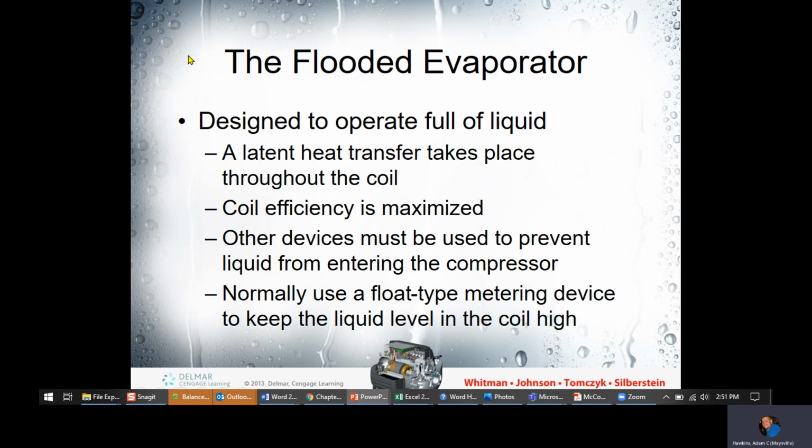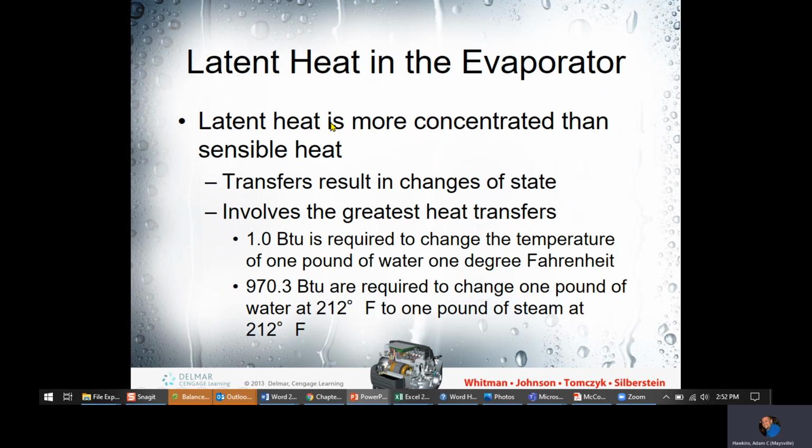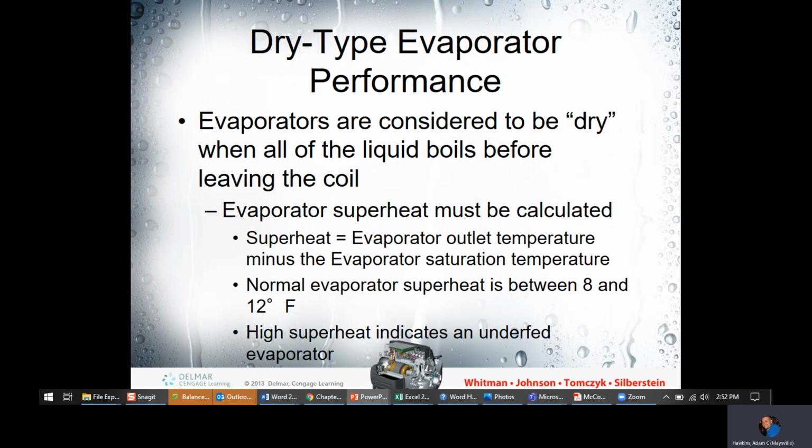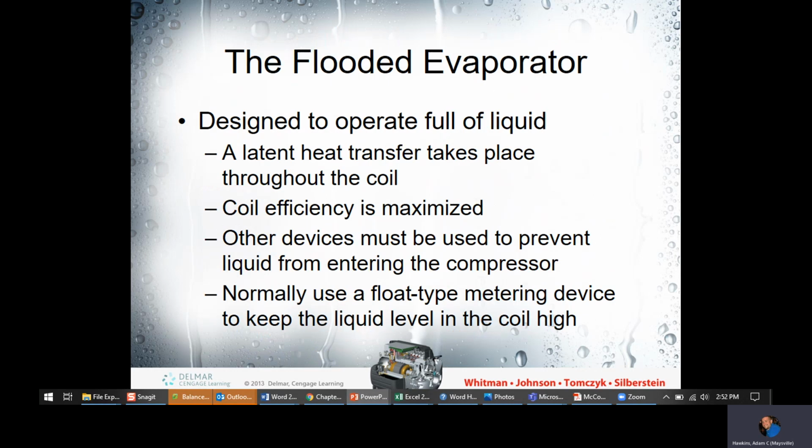There is such a thing as a flooded evaporator. I don't want to get into this a lot because this gets into more chillers and things, but I do want to at least acknowledge that there is a flooded evaporator and a dry type evaporator. Most of the ones that we're dealing with are dry type, which means that by the time the refrigerant leaves the evaporator, it should be dry, meaning all the liquid's gone out of it. And then a flooded evaporator actually has liquid in it at all times.